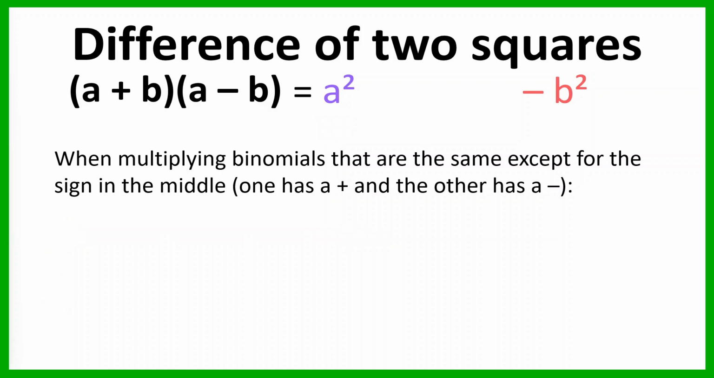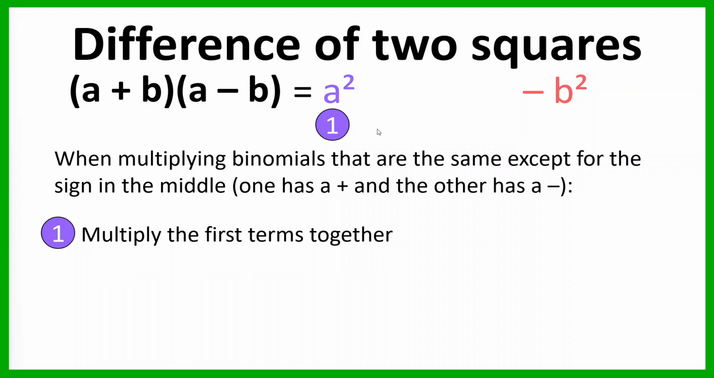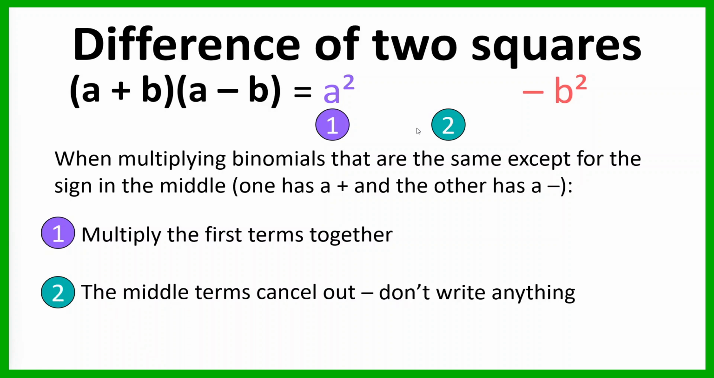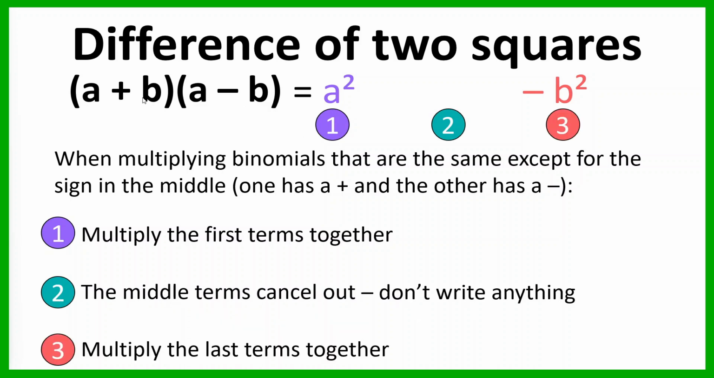So to work out the first term, you're going to take the first term in each of the two sets of brackets and you multiply those together. Then you don't do anything for the middle term because they would cancel each other out, so you're not going to write anything. And then for the last term, you're going to multiply the last terms in the two sets of brackets together, and this will always be negative because you'll always have a positive times a negative.